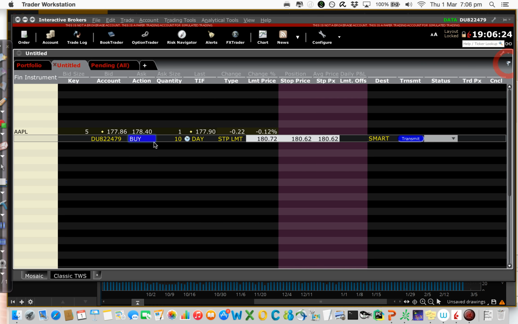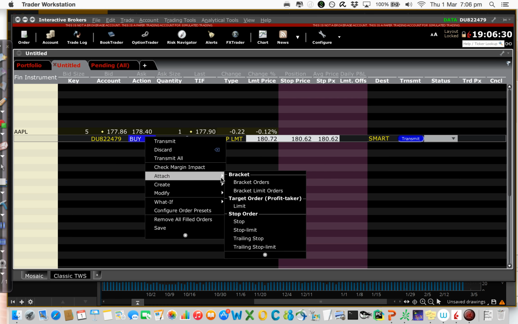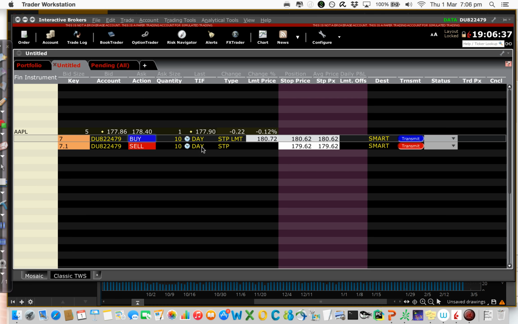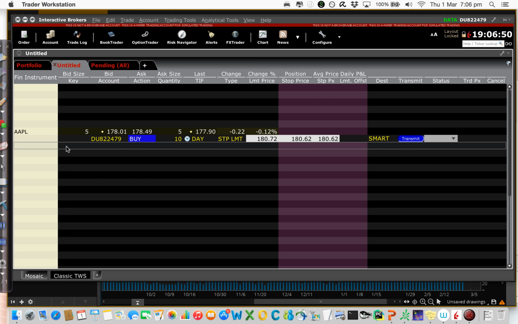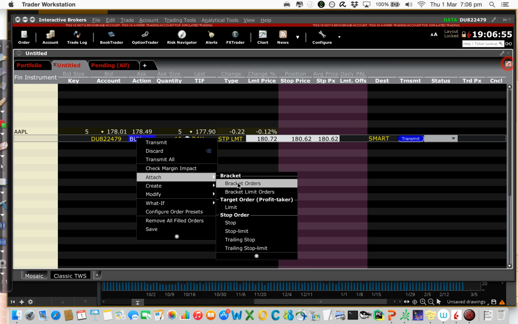So now we have this one, and suppose you want to attach stop loss, then you right click here and you have attach and you have stop, or you can put trailing stop. So if I put stop, for example, here I have my sell order is a stop. Here I can define the price, good till cancel, right? But if I want to delete, I just click on this row and delete. But let's attach the bracket order, okay?